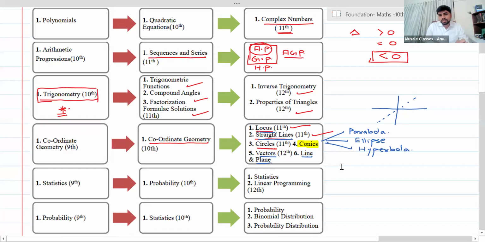See, there are some other chapters also in 10th standard, like similarity of triangles, then areas related to circles, surface areas and volumes. These chapters are not continued in 11th and 12th standard. They finish in 10th standard, but that does not mean that we don't require these chapters.